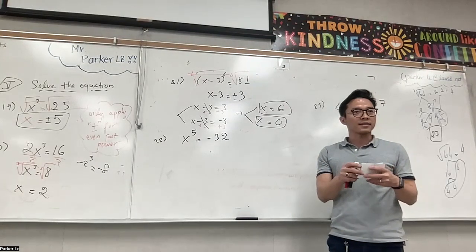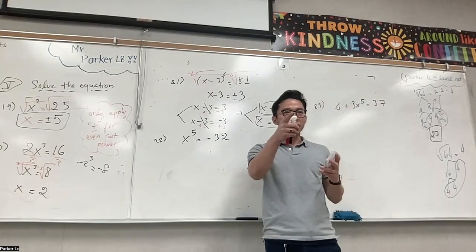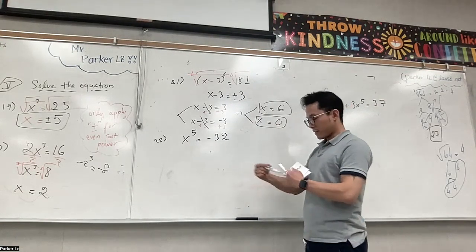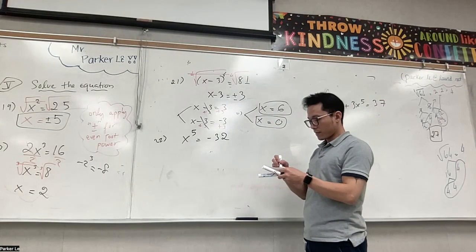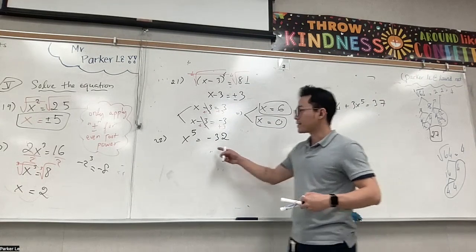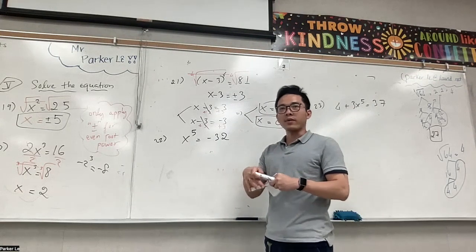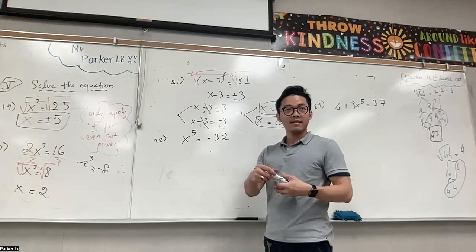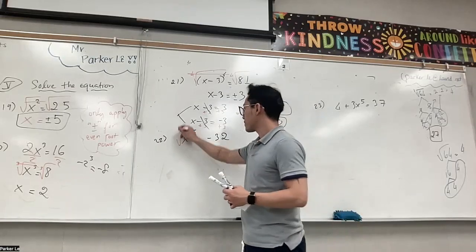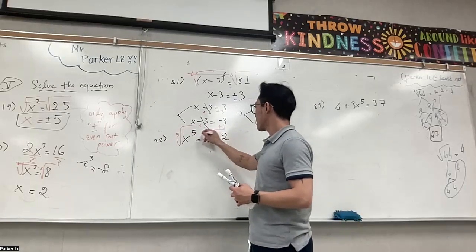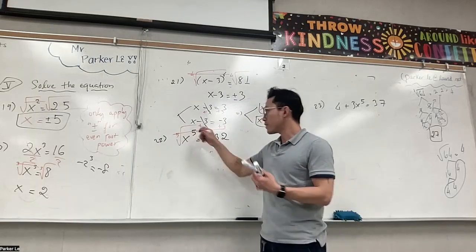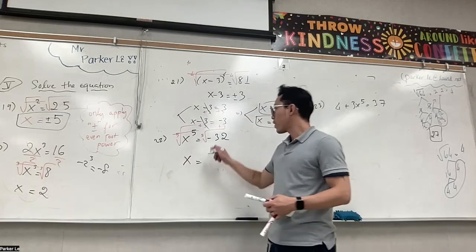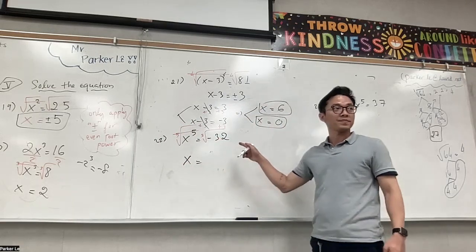Number 32. Who did I call? Did I call you already? Okay, so this one is Montano. All right, what are you going to do? How can you get rid of the fifth power? You take the fifth root, and the fifth root and the fifth power cancel out. So x equals, what is the fifth root of negative 32?